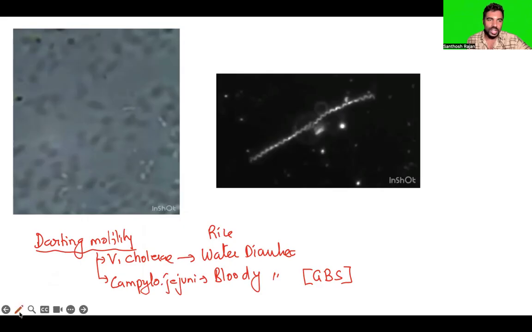Once again, let me show you the picture here. Look at the picture. You can see this darting motility. It's a darting or shooting star motility where you cannot trace the motility. Okay, that's all. This one is done. What about the next one?